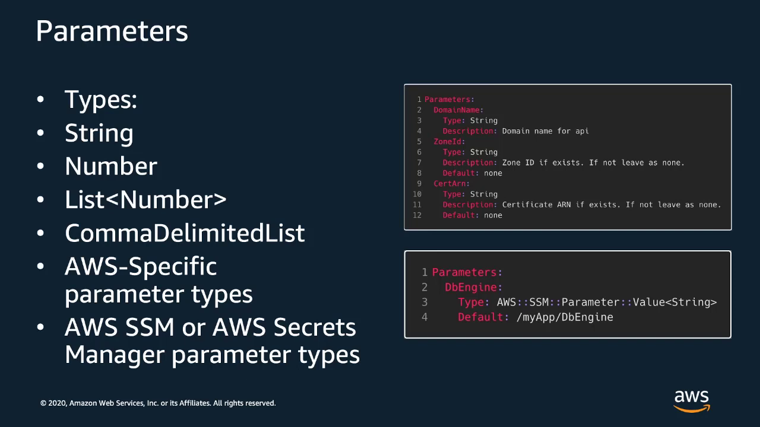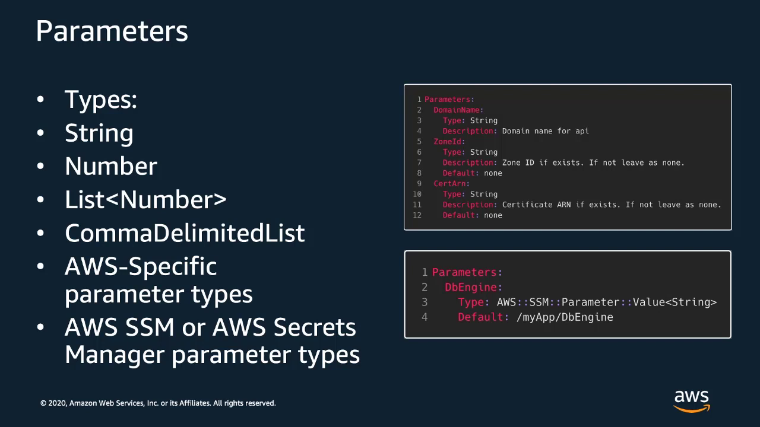The first is just in parameters itself. Parameters are part of the SAM template that I can build out, and I can say, hey, you have to pass me, in this example I'm showing you, a domain name, a zone ID, and a cert ARN. This particular template was for building out custom domains on an API gateway, right? Or you may say, I'm going to pass in parameters like a DB engine, something like that.